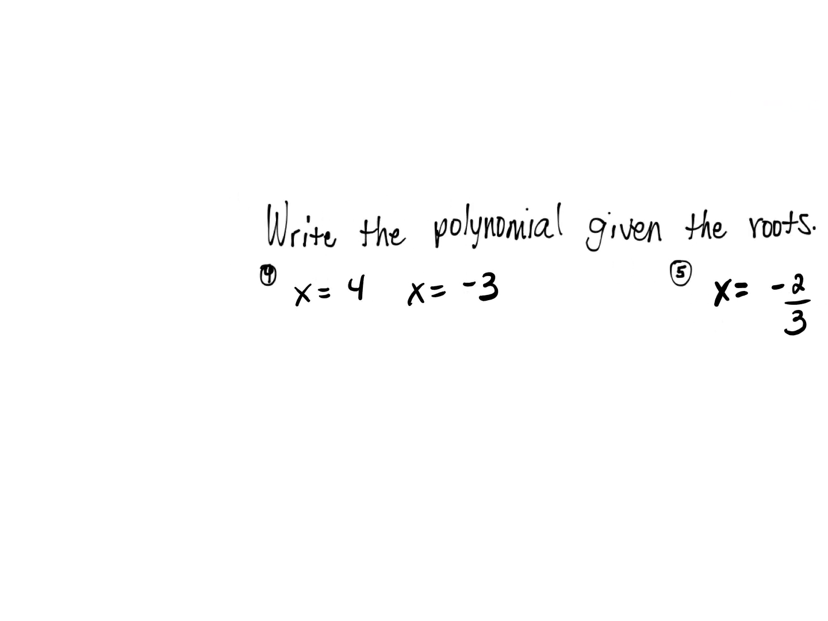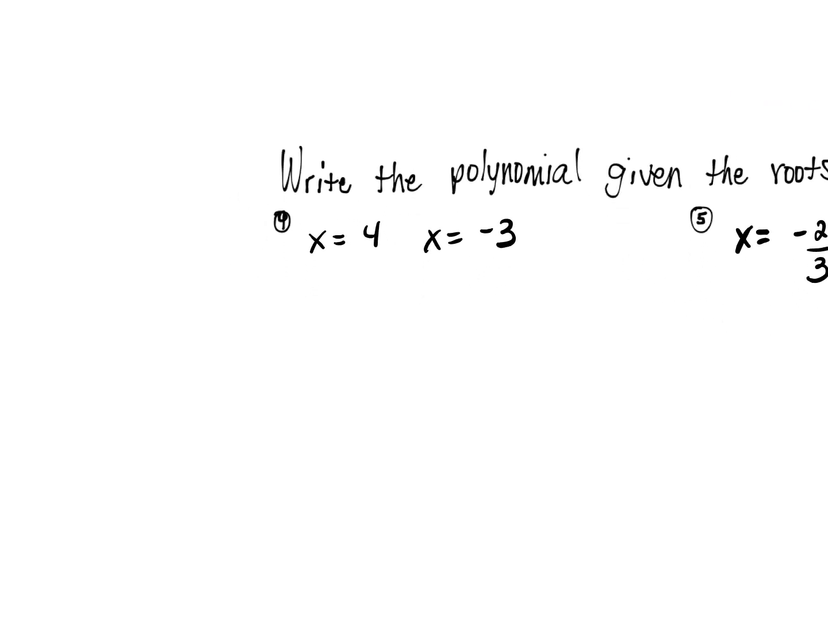So for number 4, you have that x is equal to 4 and x is equal to negative 3. For the x is equal to 4, move the 4 over, subtract it from each side. That gives you x minus 4 is equal to 0. For the x is equal to negative 3, move your 3 over, add it to both sides.